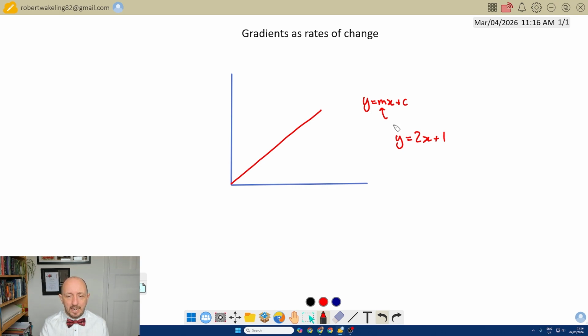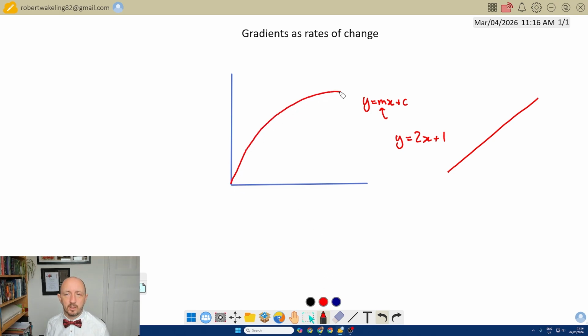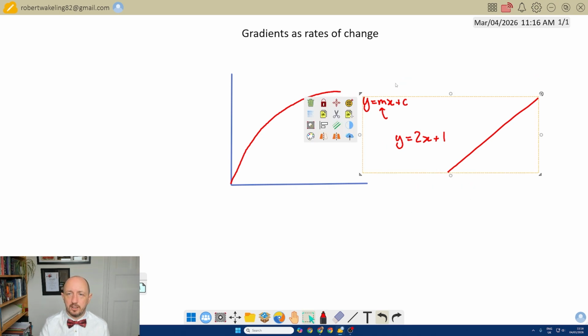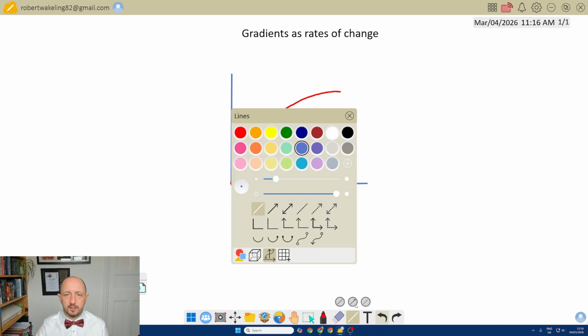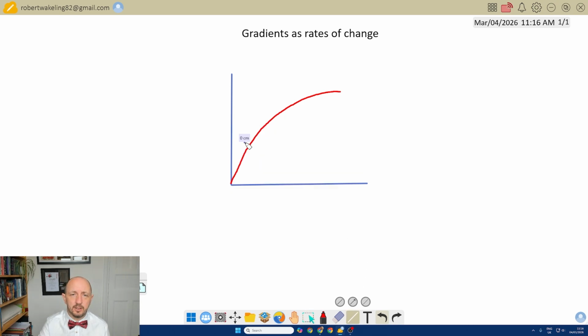But what happens if instead of a straight line, we have a curve of some sort? How do we work out the rate of change from a curve, because the gradient tells us the rate of change? If we have a look at a curve, what we have to do is add in our own straight line called the tangent. We have to include our own tangent.